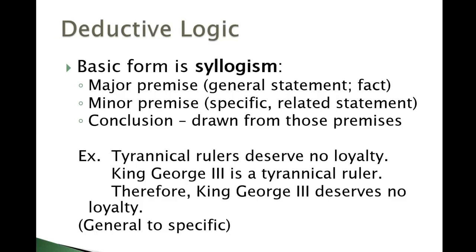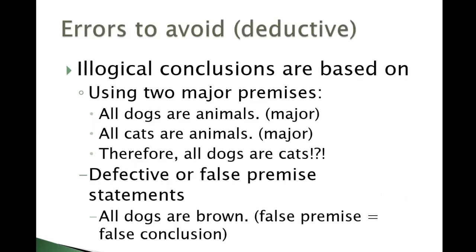Okay, so that's one way. You take some general statement that you know is true, and you show how you apply it to a specific. Now, there are errors if you don't use the formula right, which I did accidentally a while ago. Illogical conclusions come up. You don't come up with a truth or a probability. One is if you mess up the formula with two major premises, like the 1, 2, 3 here. All dogs are animals. Okay. All cats are animals. Well, okay. Even though those are both true, you're not dealing with a specific category. Therefore, all dogs are cats? No, that's not true. You messed up the formula, so it doesn't work.